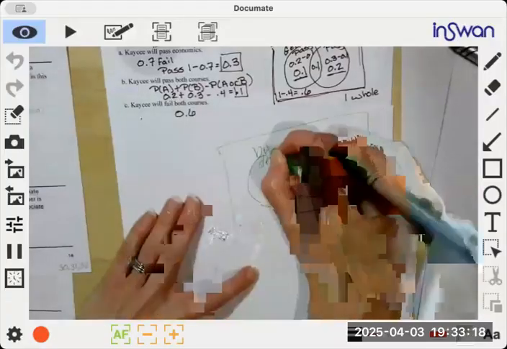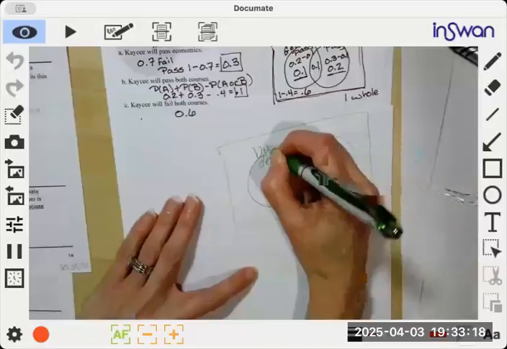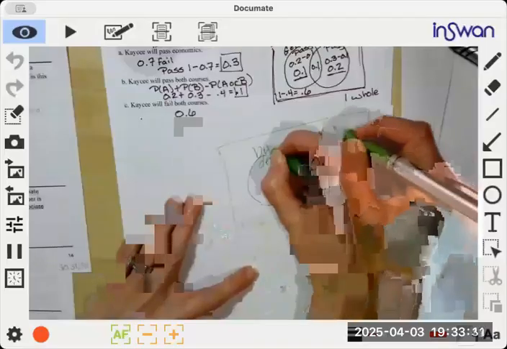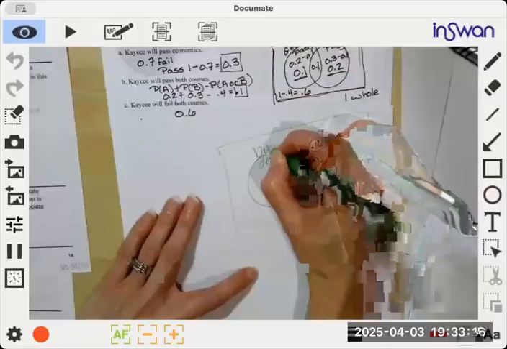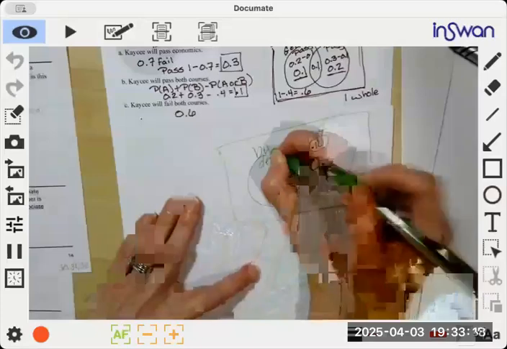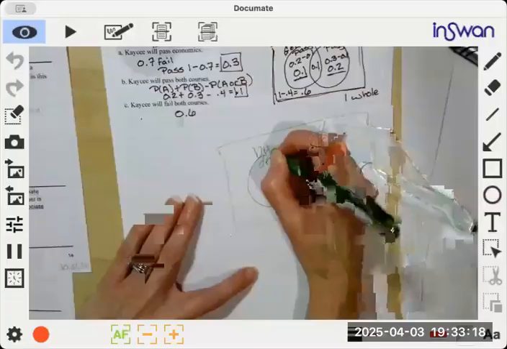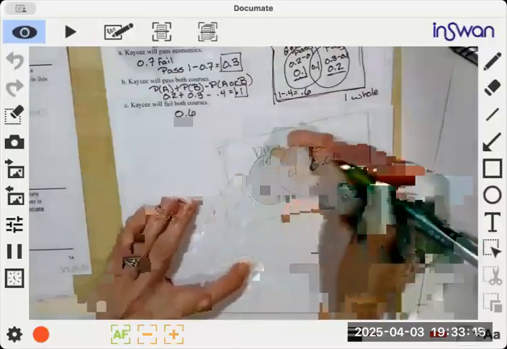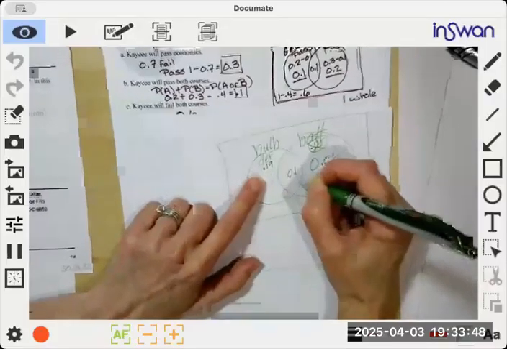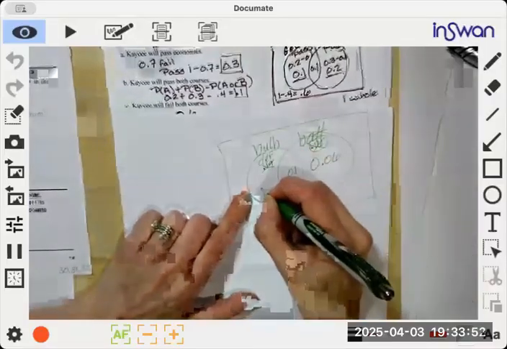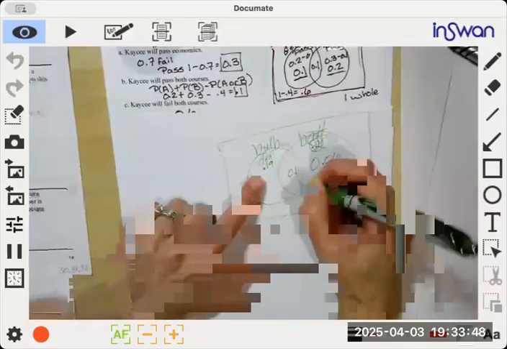So 0.1. Okay, so the battery has to total 16%. We already have 0.1 here. So this is 0.06. The defective bulb has to total 0.19. We've already got the 0.1 there. So this is 0.09. Have I lost you all there?